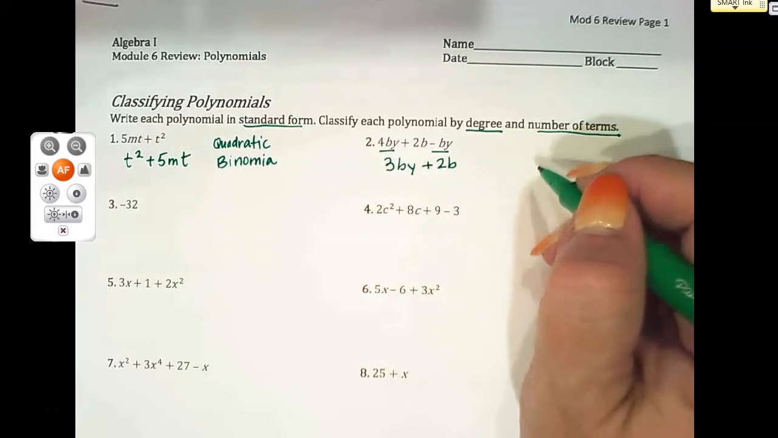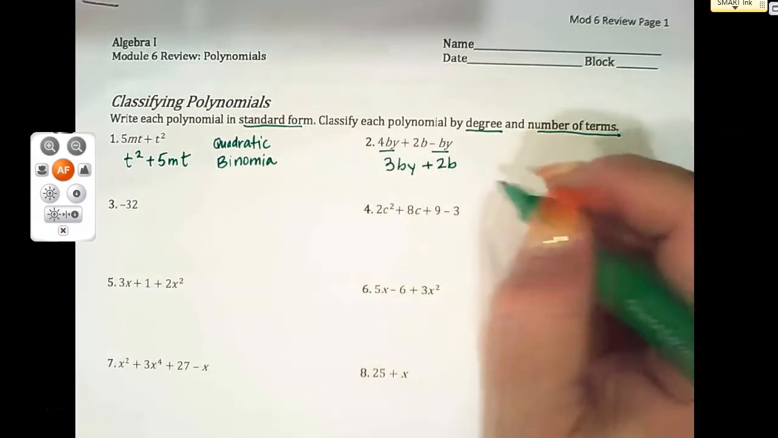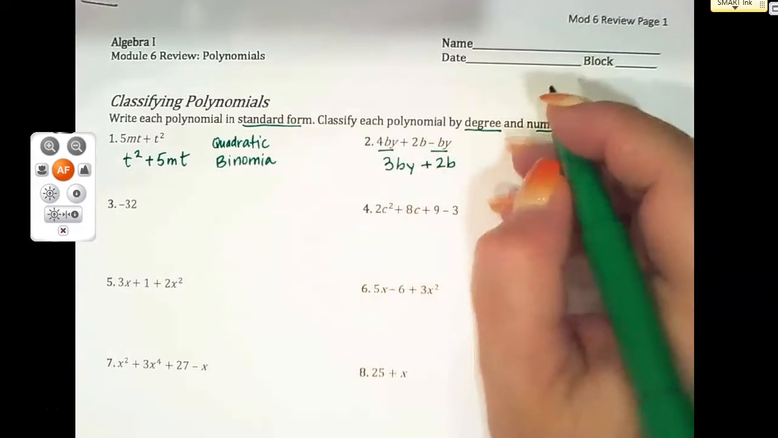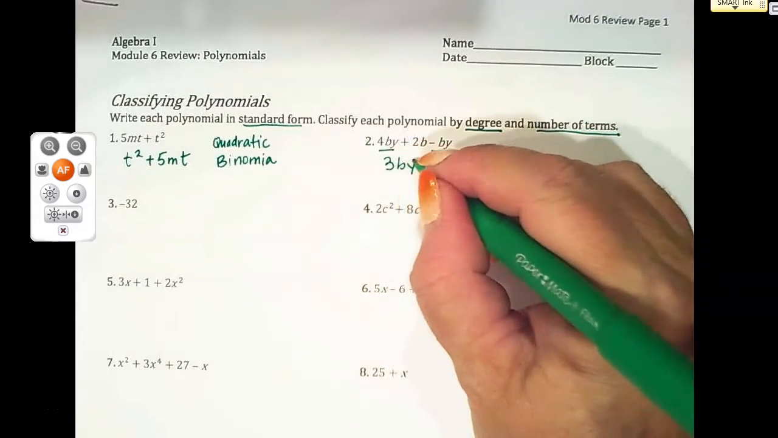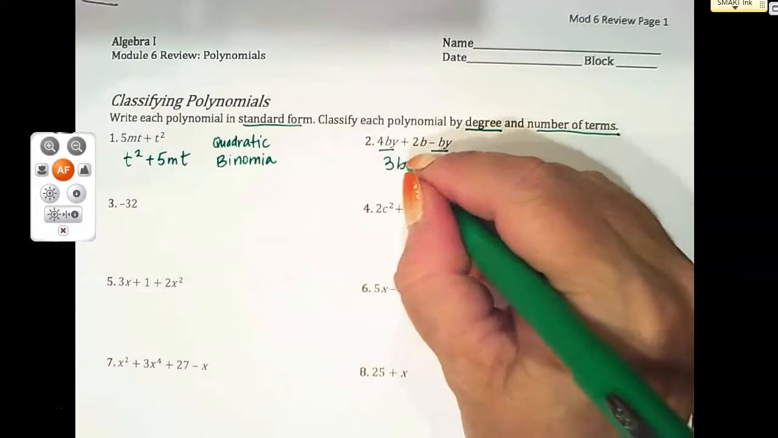And so that is also a quadratic binomial because the degree of by is 2. I add up all the powers.